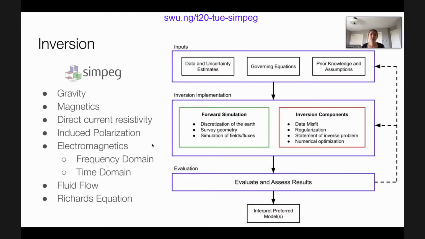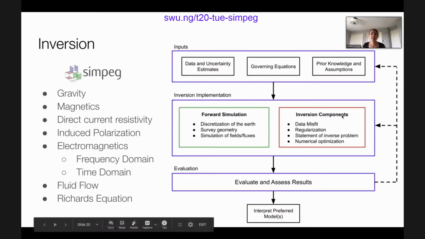SimPEG is what we've developed as a mechanism of solving these types of problems. Right now we've got utilities and functionality for simulating and inverting quite a number of data types: gravity, magnetics, DC resistivity, IP, electromagnetics, as well as fluid flow. All of these problems can fit into a framework like this.